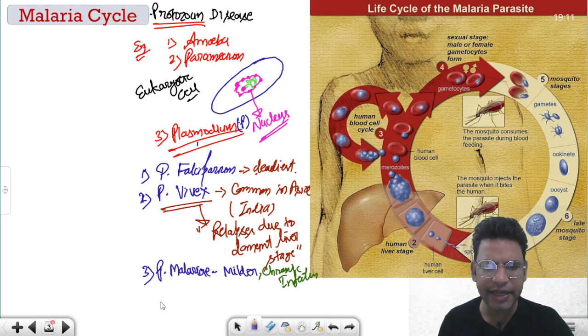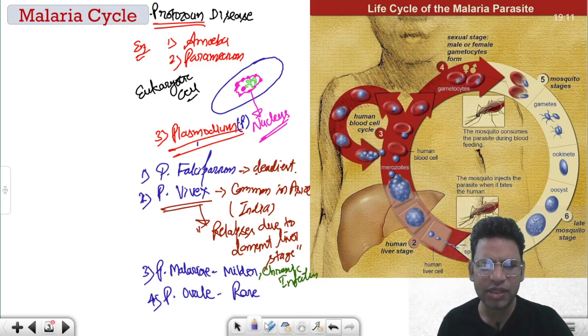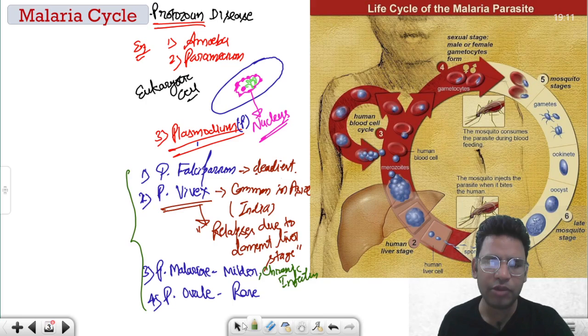Another one is the rarest one, very rare, Plasmodium ovale. We call it Plasmodium ovale. It is rare. Relapse is also possible. The last one, which you might not have seen in NCERT books. This is given in all NCERT books. If you have gone through the NCERT book, fine; if you have not, you need to go through it. The fifth one is Plasmodium knowlesi.